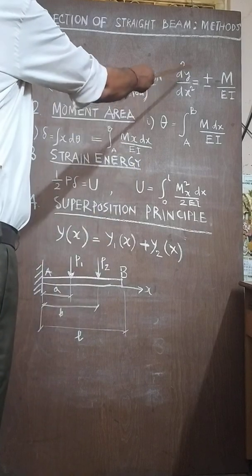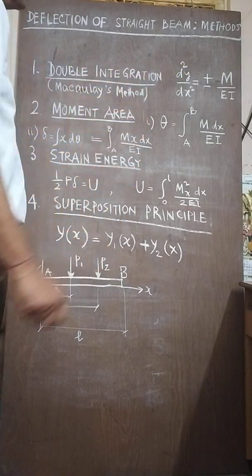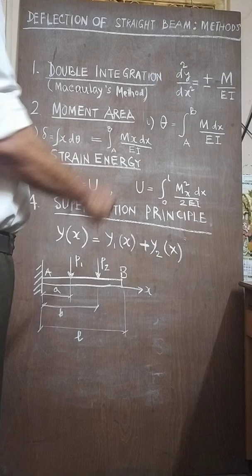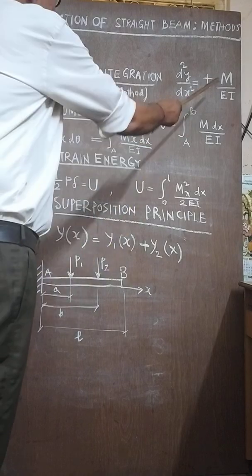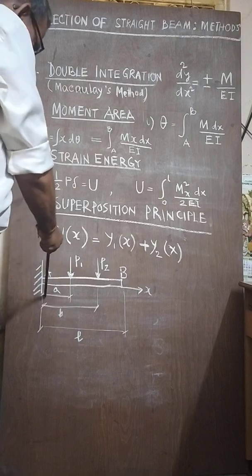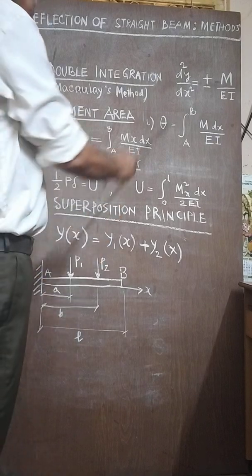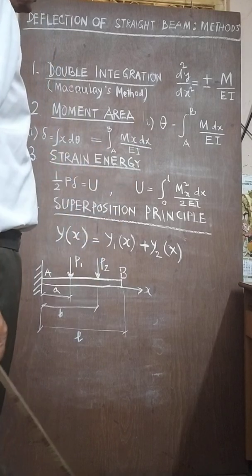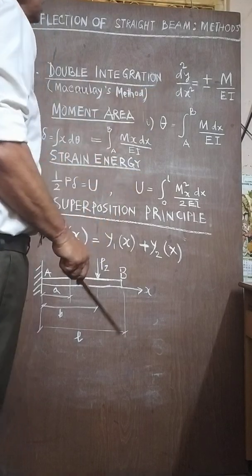And this is d squared y by dx squared equals plus or minus M by EI. M is the moment equation. So before doing the problem, first we have to have the moment equation with respect to x and the load P. This equation involves the distance x from the support point and the load P, and this is a very standard equation. Y is the displacement curve, we call it the elastic curve, and y is normally the deflection downward, vertical, and x is the horizontal.